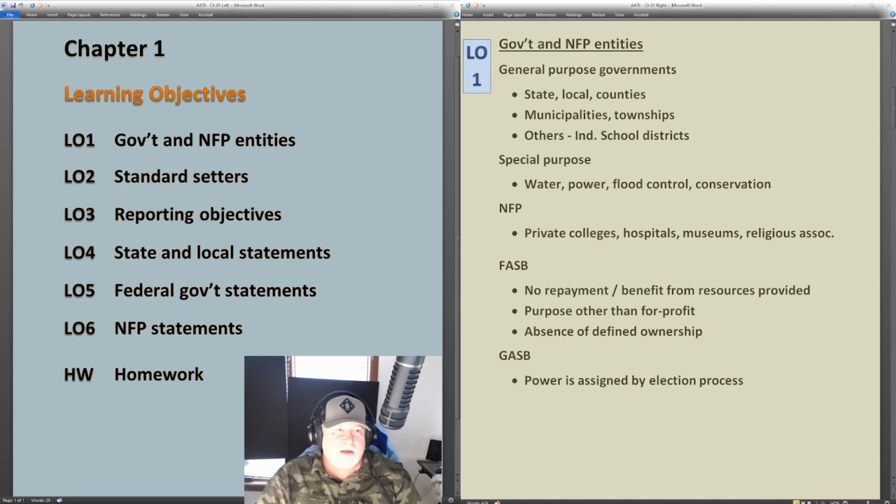We're going to be covering Chapter 1 of Government and Not for Profit Entities, abbreviated NFP. There are a lot of different governmental entities, and they are split into a couple of categories. The first category is general purpose governments, which are what you would normally think of as state or local: counties, municipalities, townships, and a whole bunch of other types of districts that have a specific use.